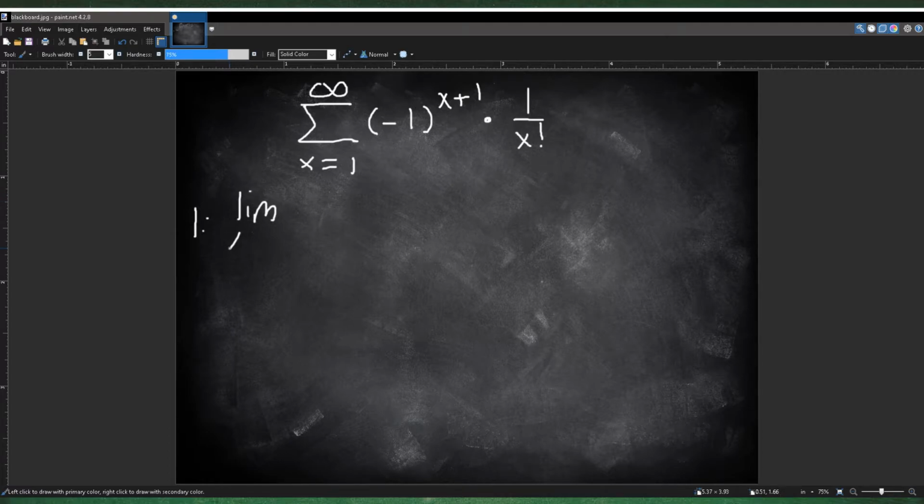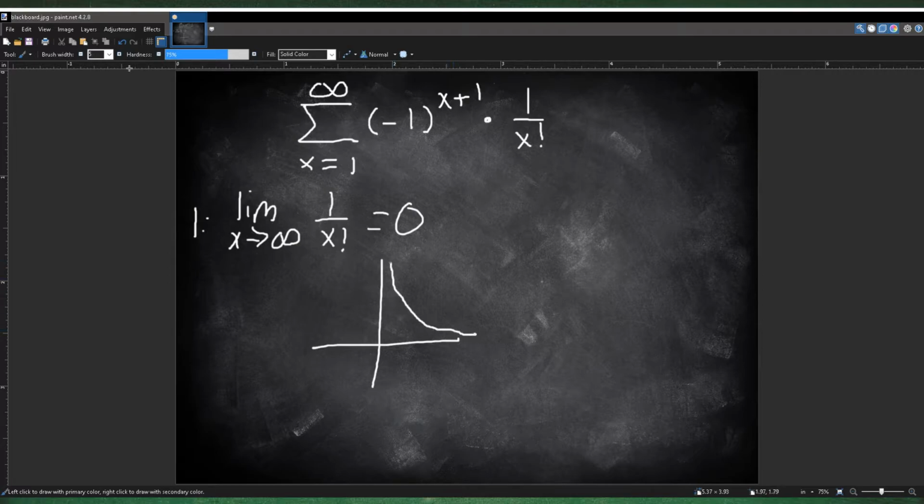Is the limit as x approaches infinity of a of x, which is 1 over x factorial, equal to 0? Well, as x approaches infinity, x factorial gets really, really big, but it's 1 over that really big number. So it gets smaller and smaller and smaller. So the graph will look something like this. It looks like a reciprocal, but it's not. It gets really, really small and approaches 0. So this is true.